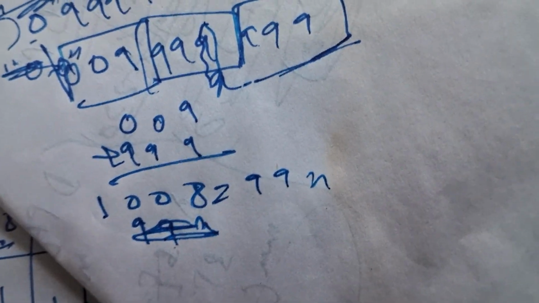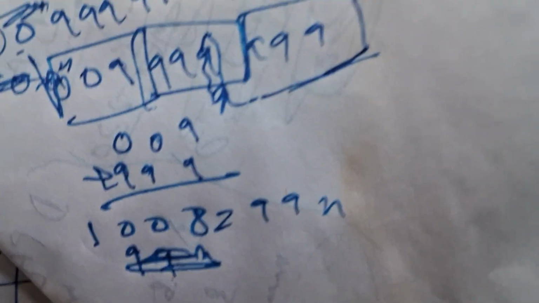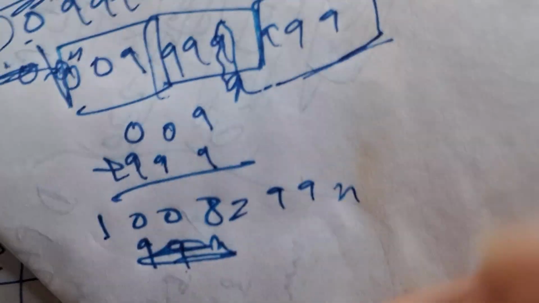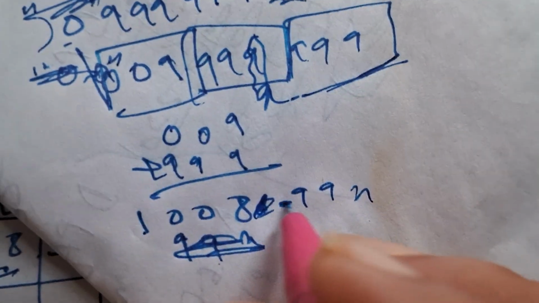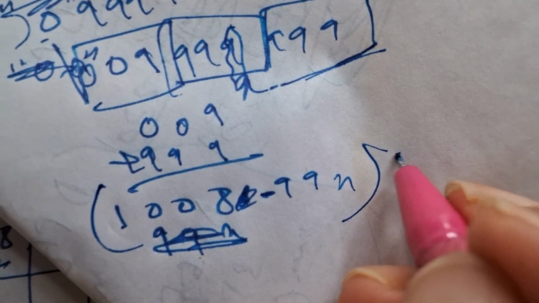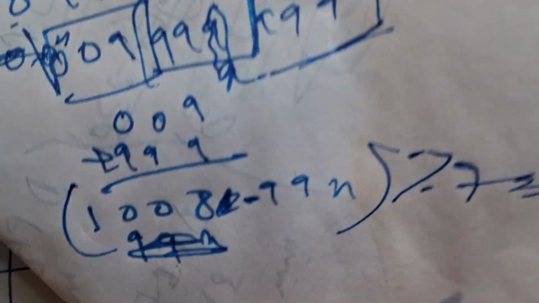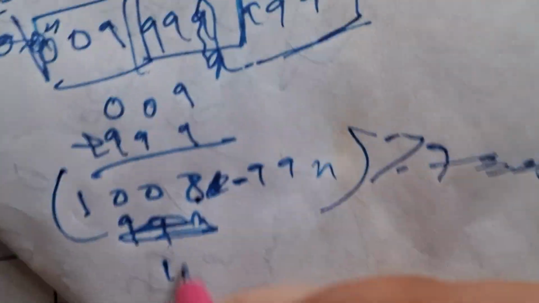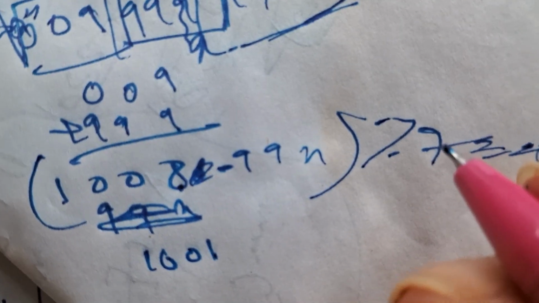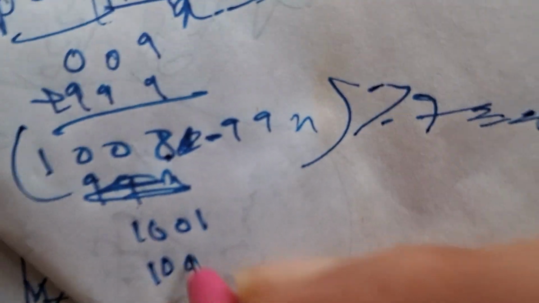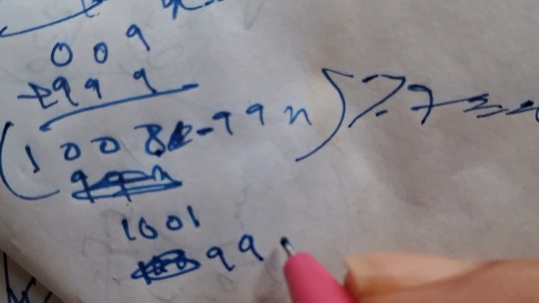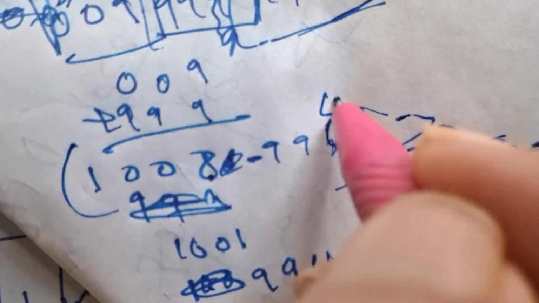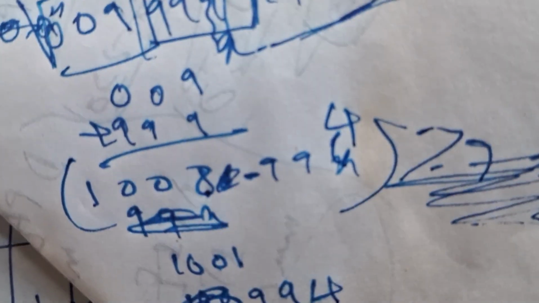But there is also another situation, that this can be divisible. When you subtract them, it should be divisible by 7. So if we subtract 7 from 1008, it becomes 1001, right? Again, if we subtract 7, now it becomes 994, right? So if we replace x with 4, we can say that this satisfies, right?